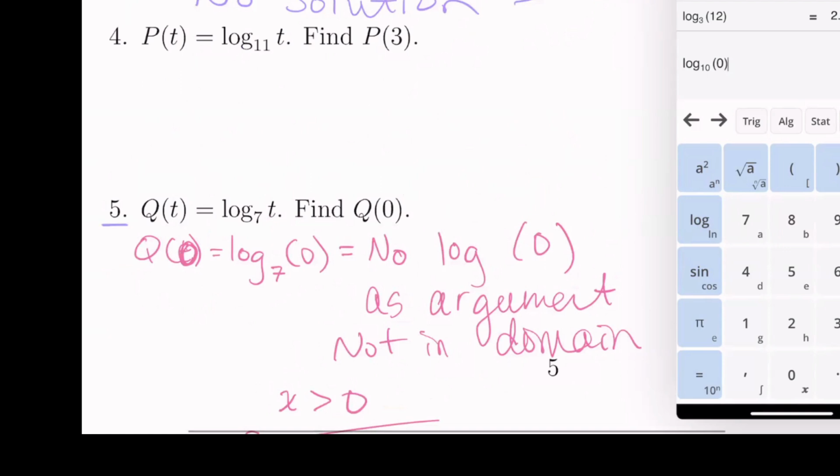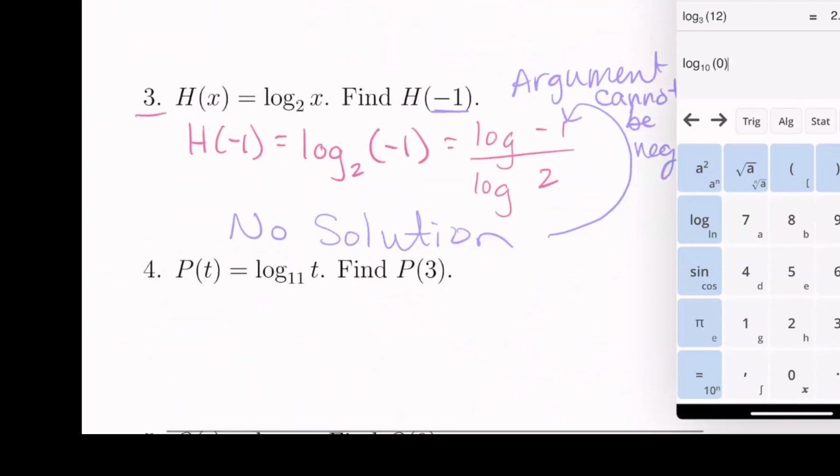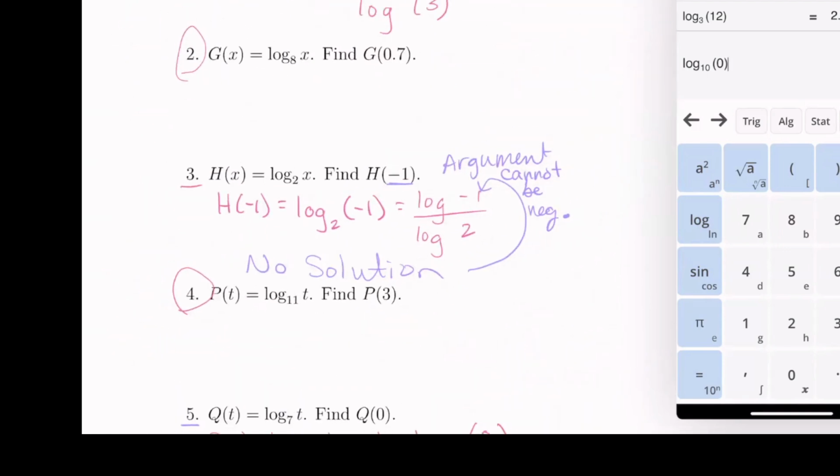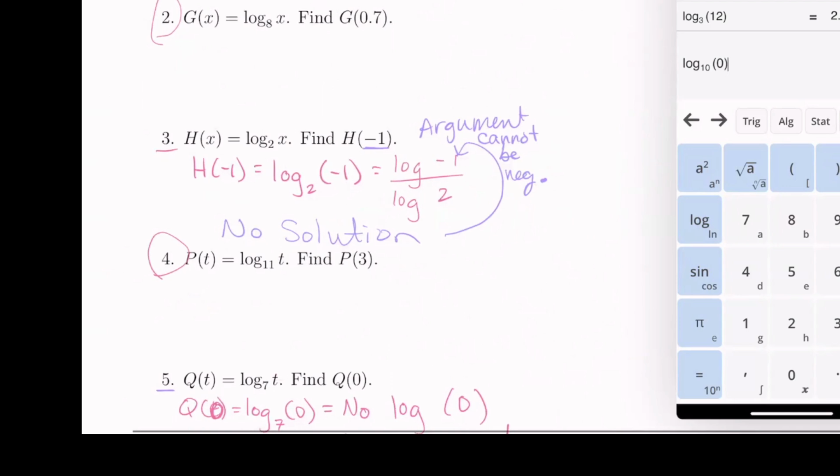So 4 and 2 will work. You can try both of those in workshop. I'll give you the answer to number 2. You get negative 0.172, so you can try that yourself. Number 4, do in workshop if you need to.